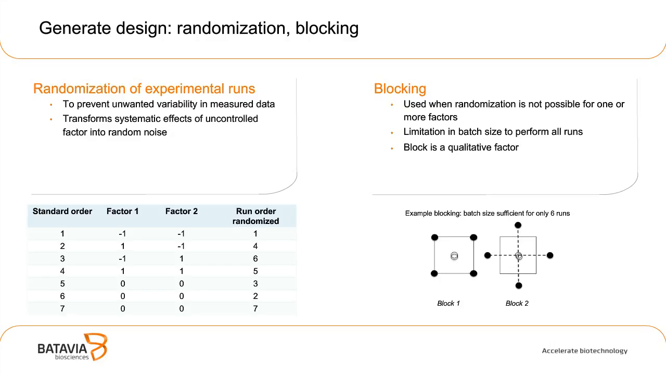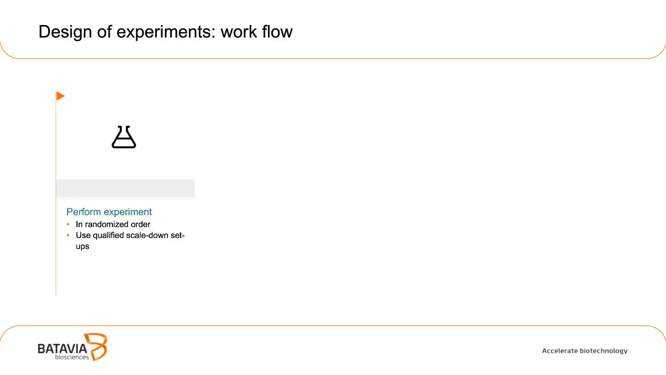So now we have generated the whole design, and then you have to do your experiments. As I said, that should be done in the randomized order. And often design of experiments is done in a scaled-down setup, because you cannot always do all your experiments on a process scale. That's fine, you can do that.